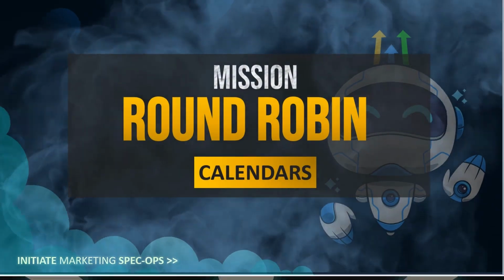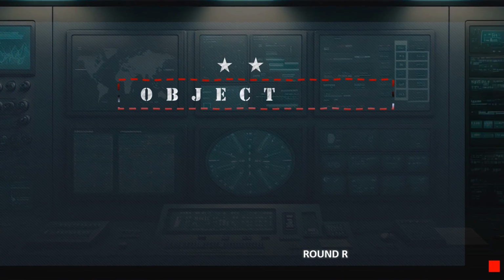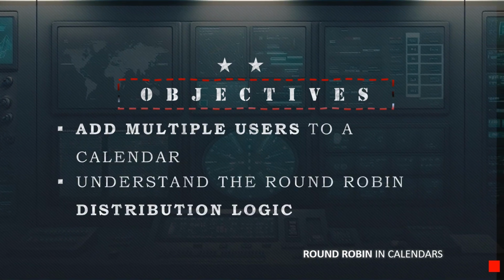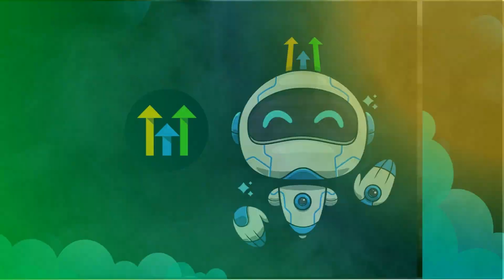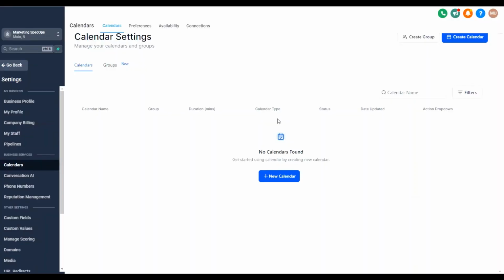Your mission today: master the art of scheduling with round-robin calendars. The objectives are: add multiple users to a calendar and understand the round-robin distribution logic. Let's start this covert setup with the help of our high-level specialist, Alex.